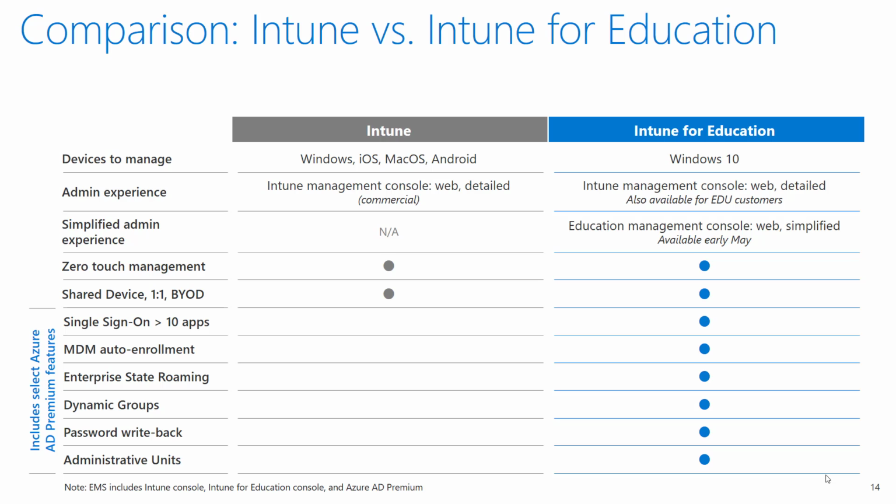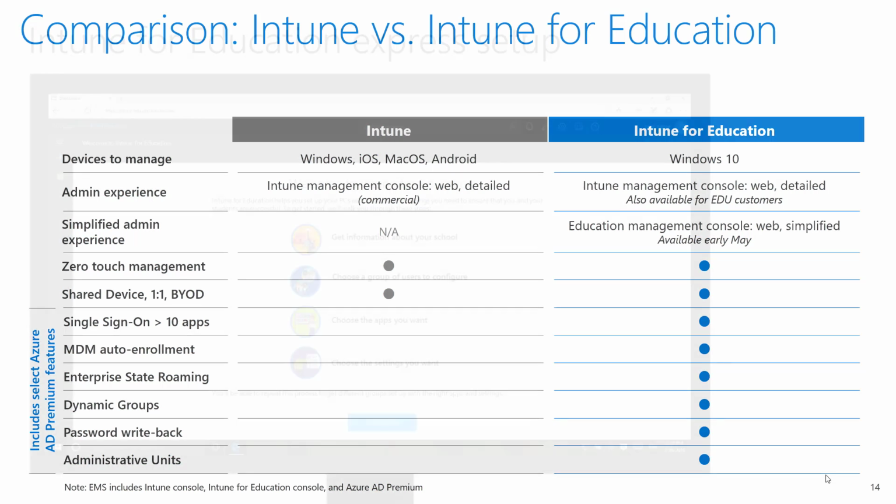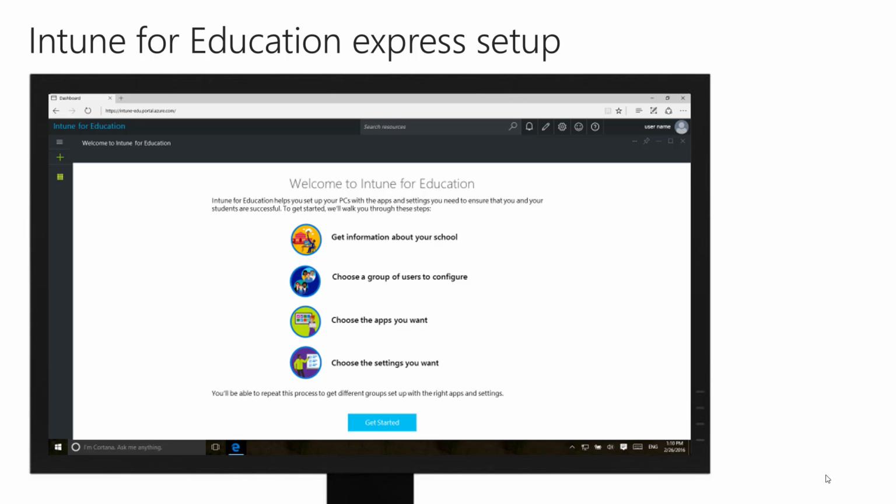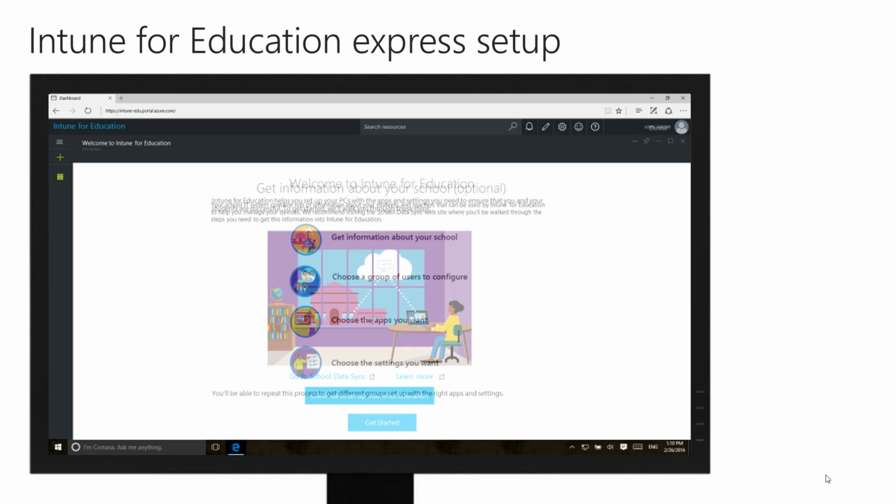Now, once we start getting to the additional checkboxes that we've got on the right-hand side, you'll see here that these are those Azure AD premium features that start adding additional capabilities to Intune that Intune standalone doesn't offer, but Intune for Education does offer. So some of the things that are included to make it easier, if you do work with school environments, is being able to run through the express setup process where you just supply the information that it's asking for.